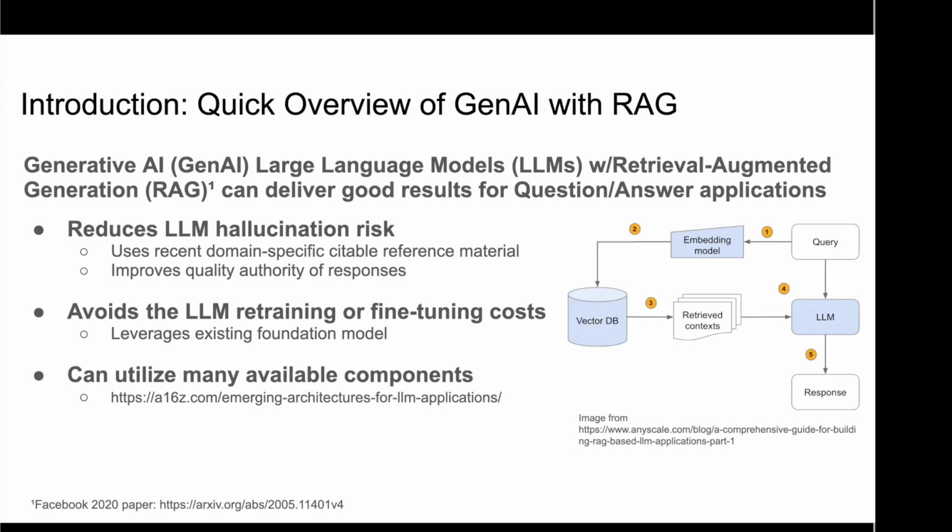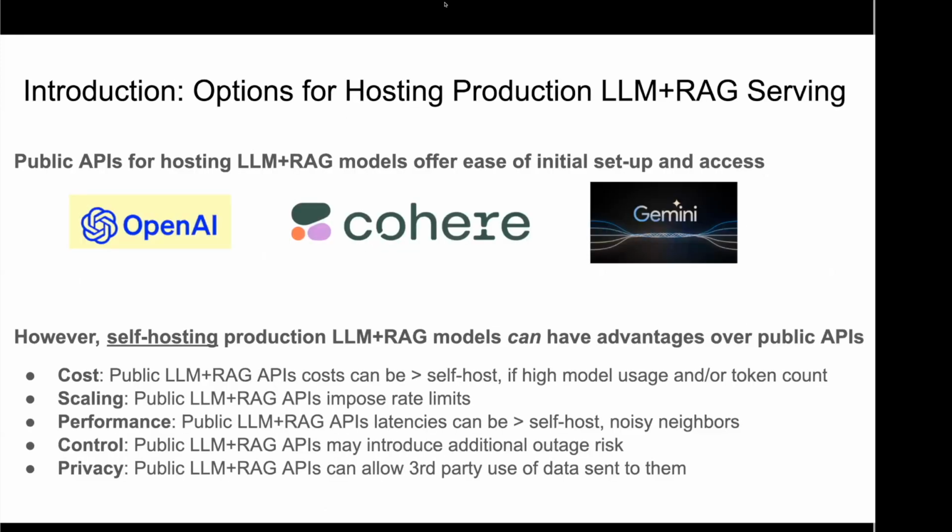On the right-hand side here, you can see the high-level components of a GenAI RAG application. So you've got a query where the user might sit in the kind of far upper right corner, an embedding model, which converts that query into vectors, which are then sent to the vector database with retrieved context and a large language model, which then spits back a response. So there's lots of options for hosting this kind of a workload.